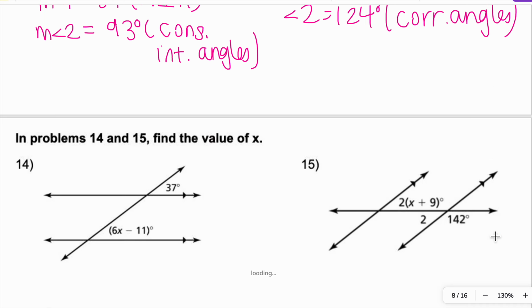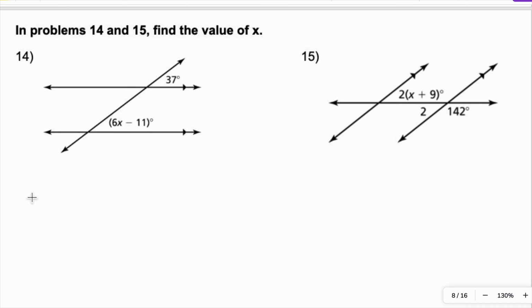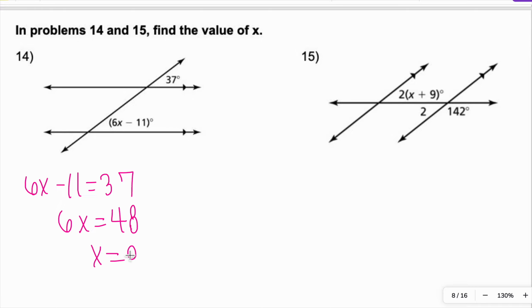Okay. 14, we're going to find the value of x. So 6x minus 11 is equal to 37 here, because those are corresponding angles. I'm going to add 11 to both sides, so I get 6x is equal to 48, so that means x is equal to 8.